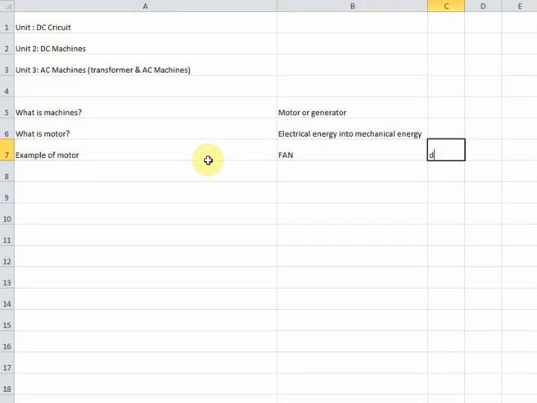If the example is a dynamo, is a dynamo a motor? No. The motor example is only the fan. Dynamo means it is a generator, generating the energy.